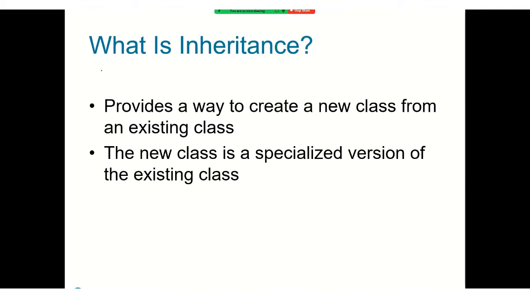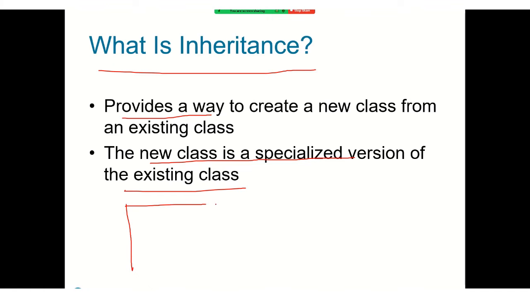So basically, what is inheritance? As we started our discussion, it is a way by which you are able to create a new class from an existing class. And then the new class is a specialized version of an existing class. Is there any example? Yes, we talked about the animal, dog, cat, but you can define a class named person.